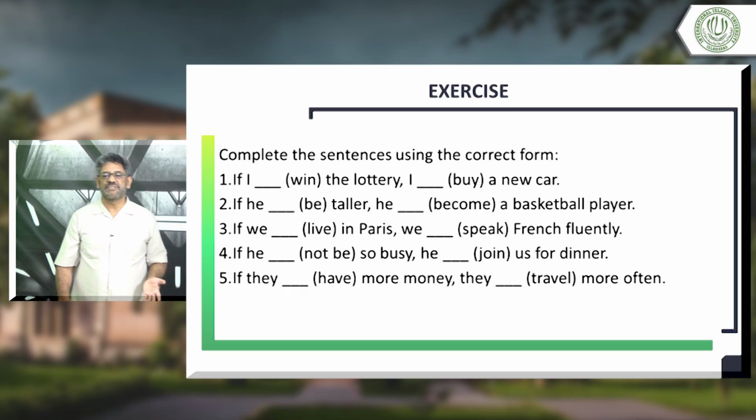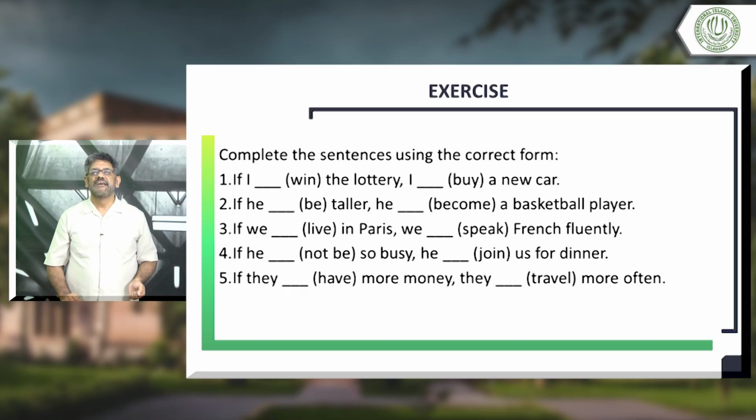Complete the sentences using the correct form. If I, the lottery, I buy. If I win the lottery? No. If I will win? No. Then what? If I won. In these sentences, in the first part of the sentence, we use the past form. If I won the lottery, I will buy? No. I would buy.